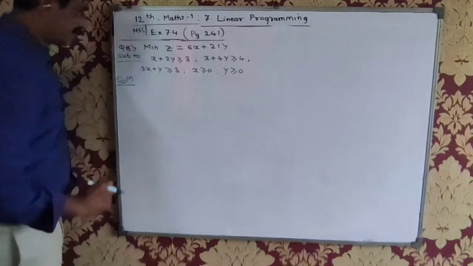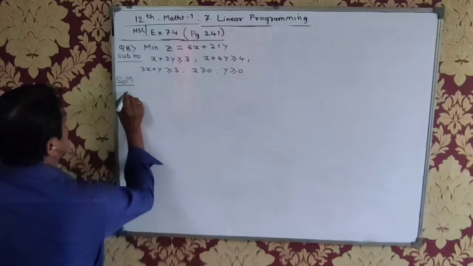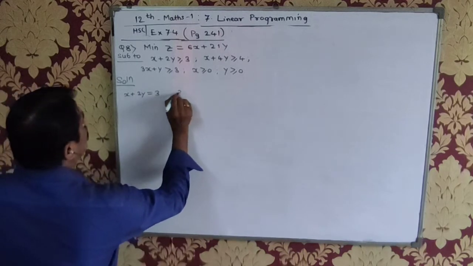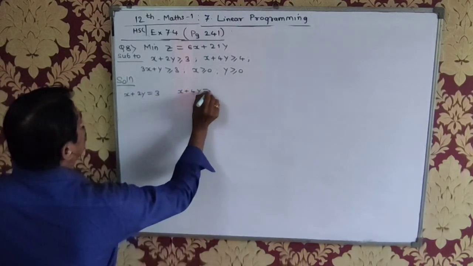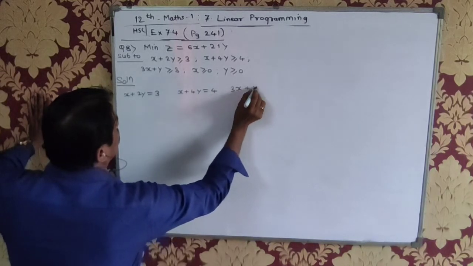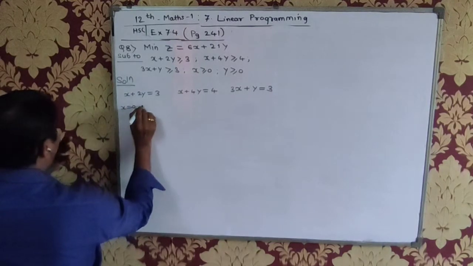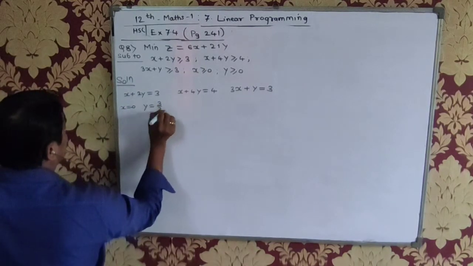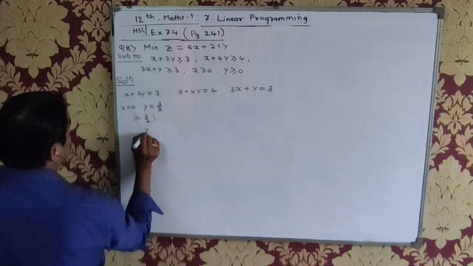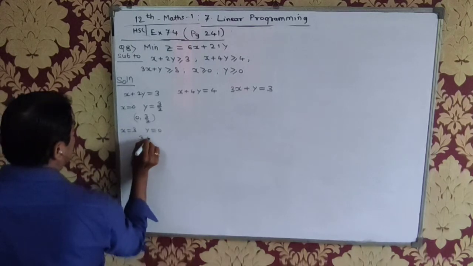Let us start. Step number 1, convert the inequalities into equations. So x plus 2y is equal to 3, x plus 4y is equal to 4, and 3x plus y is equal to 3. Put x is equal to 0, y is equal to 3 by 2, so the point is 0 comma 3 by 2. Y is equal to 0, x is equal to 3, so 3 comma 0.